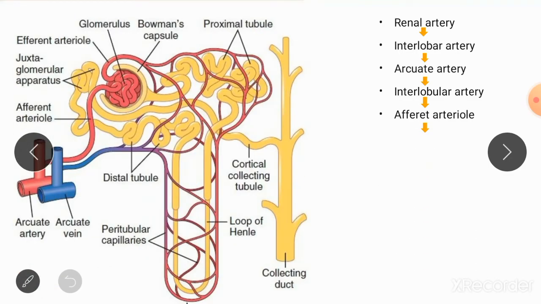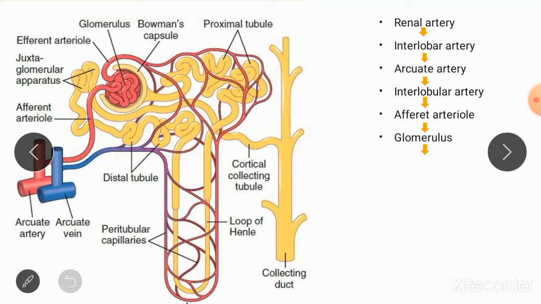So these interlobular arteries, you can see them over here. This is an interlobular artery. These interlobular arteries give off afferent arterioles, and you can see them over here. These arterioles form a capillary bed which is known as the glomerulus. You can see the glomerulus over here. This is a very important structure and a very important part of the nephron. It is here where all the filtration takes place.